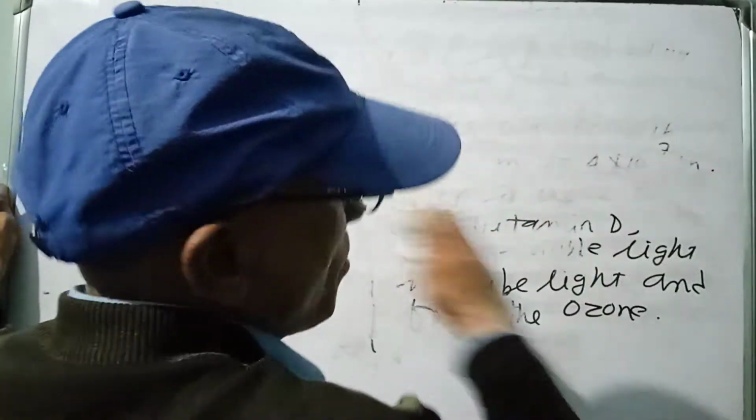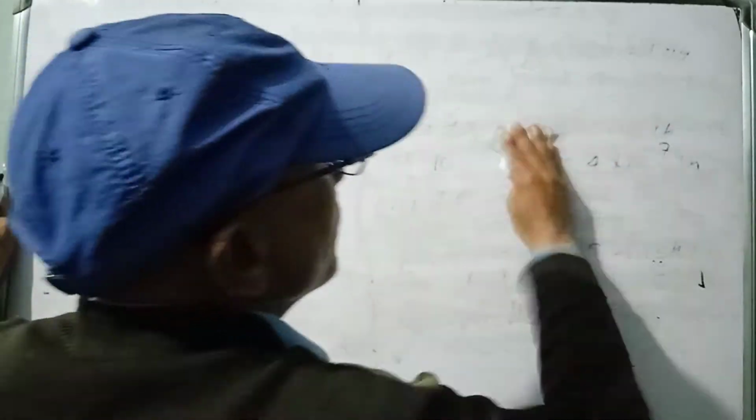Question number 1 is uses. Question number 2 is differences. And what about question number 3? Question number 3 is generally numerical problems.